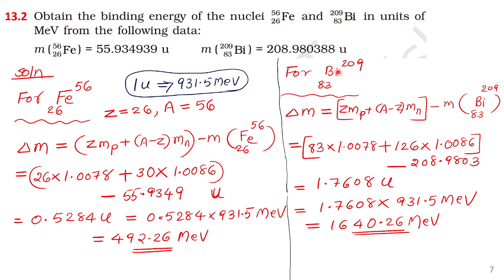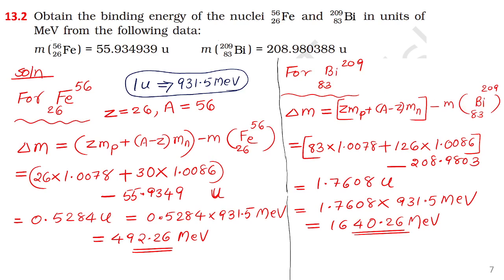To find the binding energy of bismuth, Bi 83, 209, the first step is delta M, the mass defect. In all the questions on binding energy, the first step will be delta M, no deviation from that. So you have to first write delta M, the mass defect. Write the formula. You have to memorize it: Z Mp plus (A minus Z) Mn minus the mass of the given nucleus.